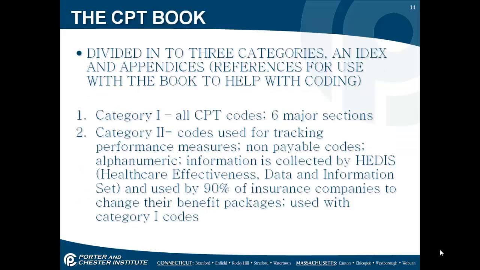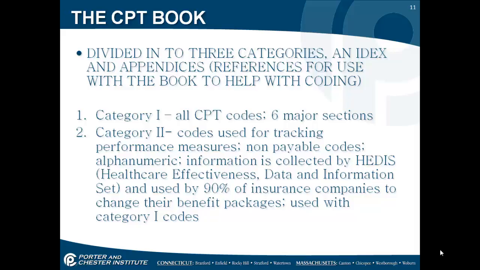It is divided into 3 categories, an index and appendices, references for use with the book to help with coding. Category 1, all CPT codes. There are 6 major sections. Category 2 codes are used for tracking performance measures, non-payable codes.